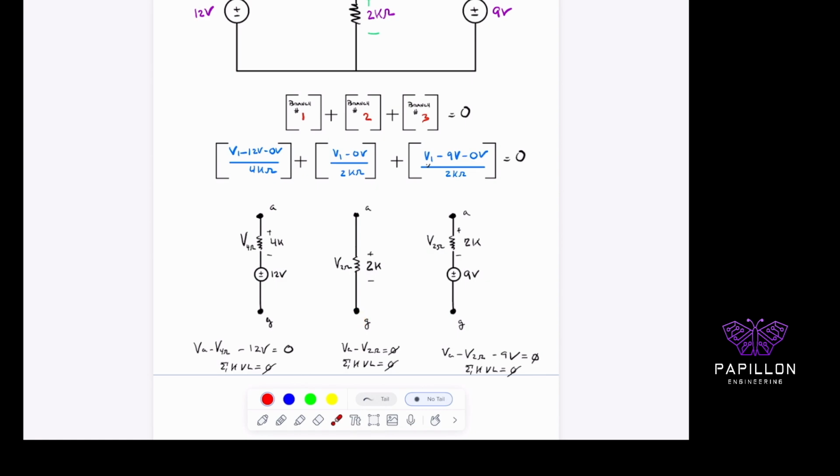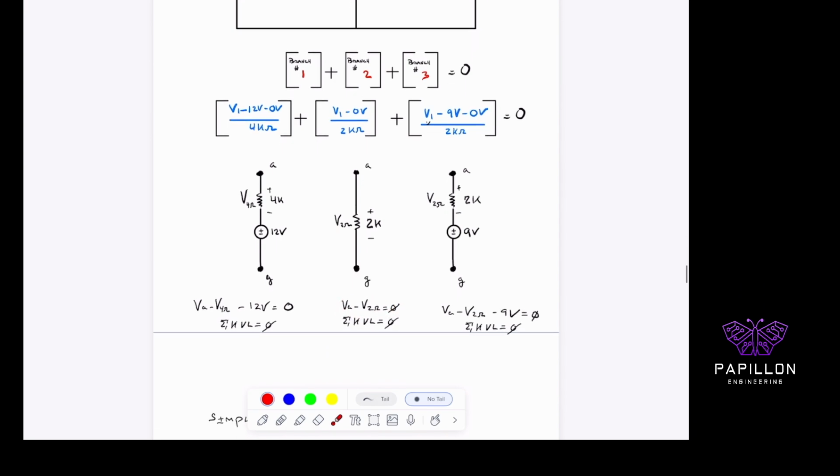So I'm going to have here, from Kirchhoff's voltage law, VA minus the voltage of the 2 kilo ohm resistor must equal 0. All right, so let's think about that for one brief moment. What does that mean from a math standpoint? That means that VA minus V2 kilo ohms equals 0.